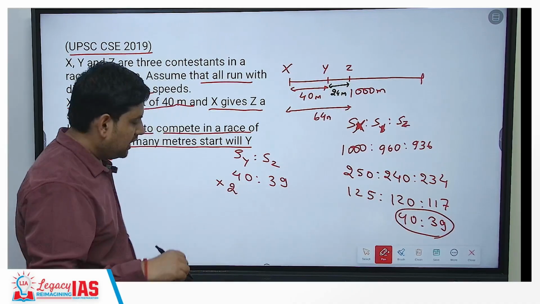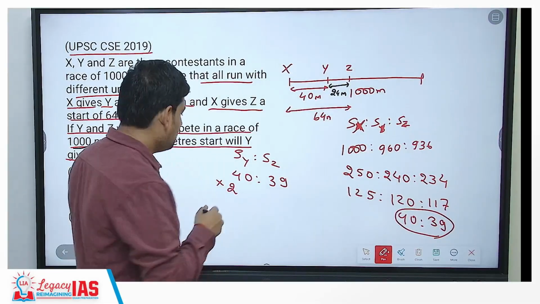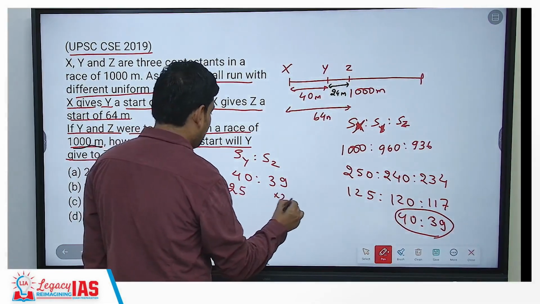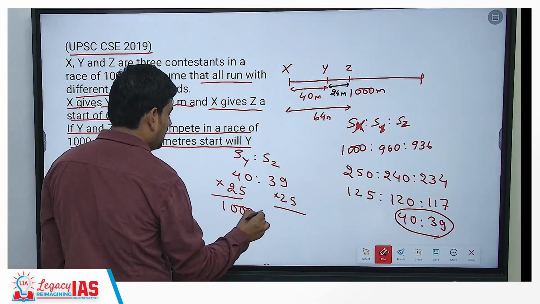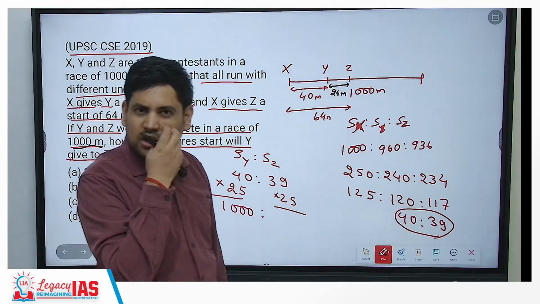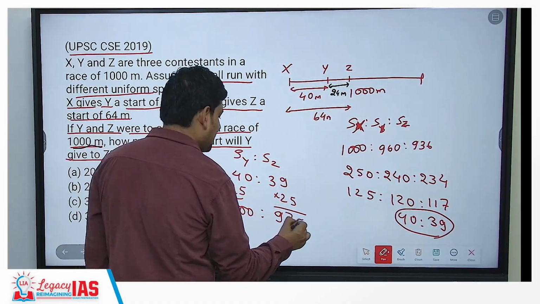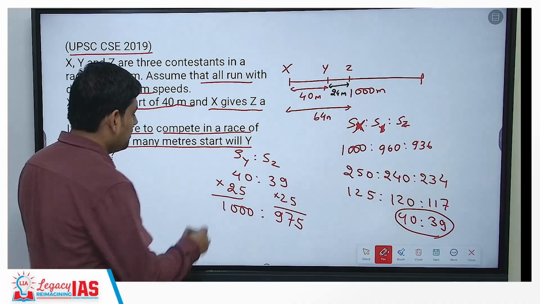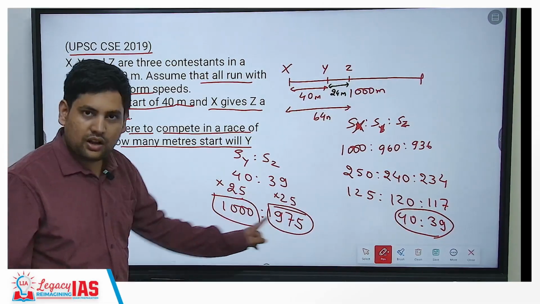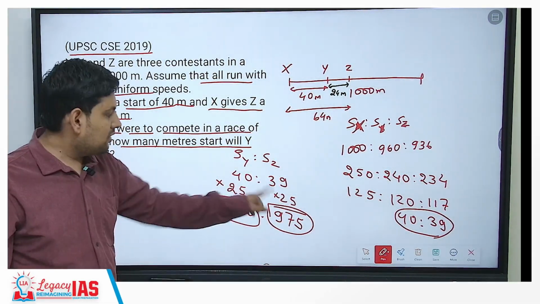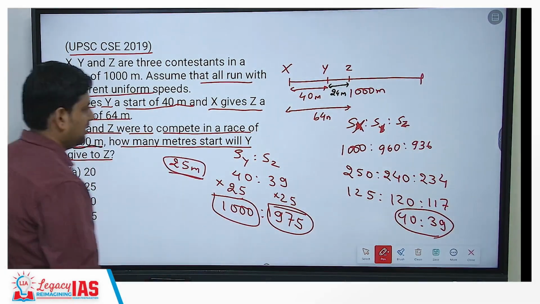If I multiply 40 by 2.5, can you see 40 into 2.5 will be 100. So if I multiply both sides by 25, I can multiply it in any ratio. So 40 into 25 will come out to be 1000, and 39 into 25 will be what? Just 25 less, correct? So this will be 975. So what you got? You got 1000 meter and 975 meters. So how much is the start that Y should give to Z? It will come out to be 25 meters. So answer becomes 25 meters.